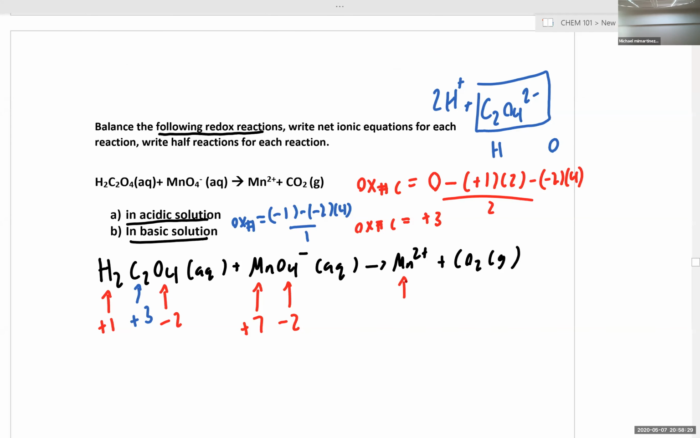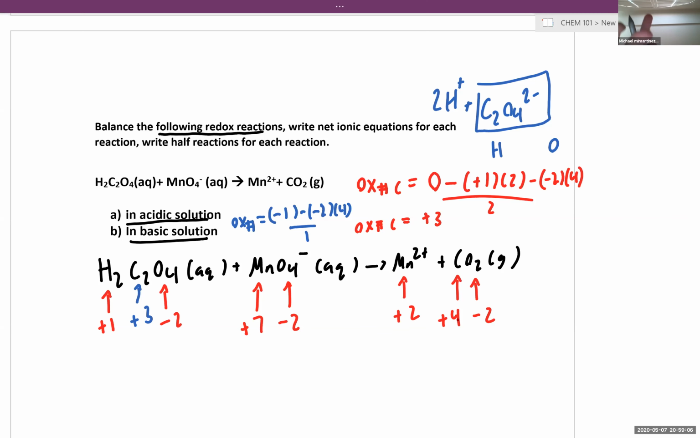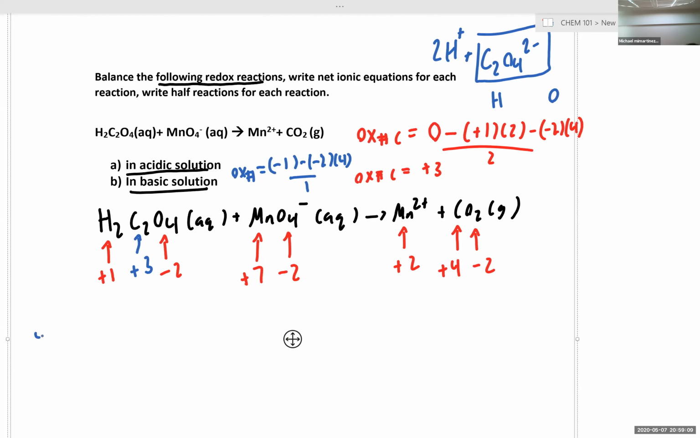What's the oxidation number of manganese? +2. Okay, what's the oxidation number of oxygen? -2. And in order for our oxidation numbers to equal the total charge of our molecule, would someone like to propose the oxidation number of carbon in carbon dioxide? +4. Yep, perfect.